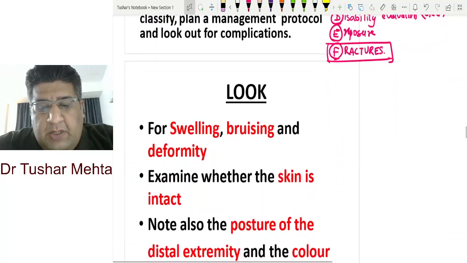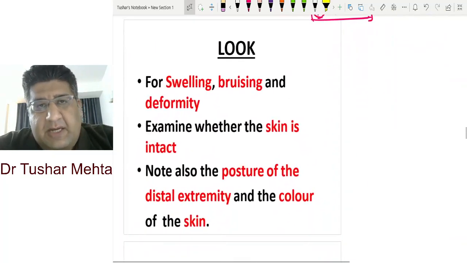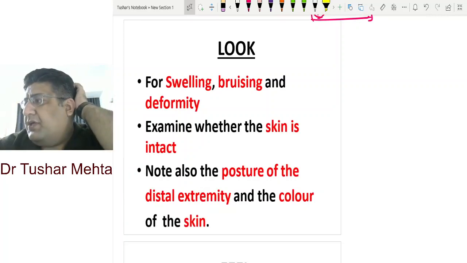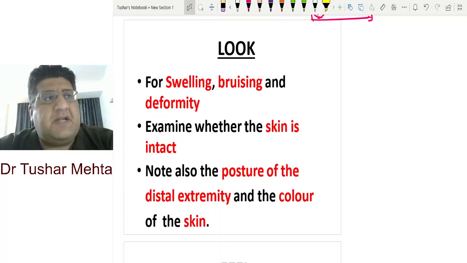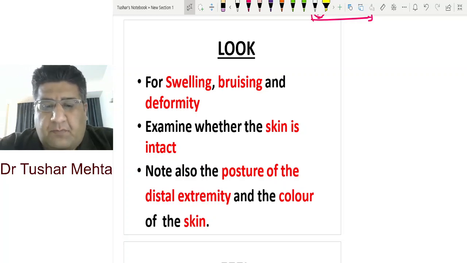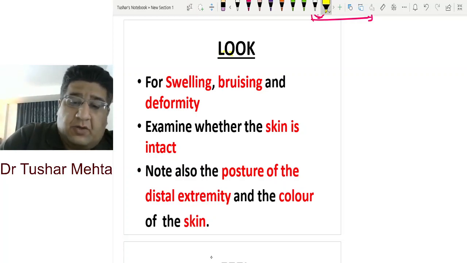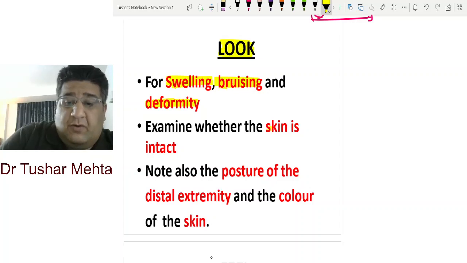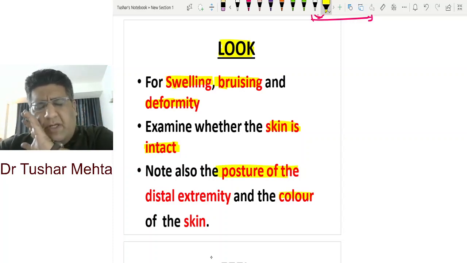Now there is a fundamental here that I want you to understand as an MBBS student: whenever you see a patient of trauma, polytrauma or fracture, there is a dictum that goes like this: look, feel and move. The first thing is look. When I say look, you have to look for any swelling, bruises, deformity, whether the overlying skin is intact or not, the posture, and the color of the skin. You have to be a very good observer.